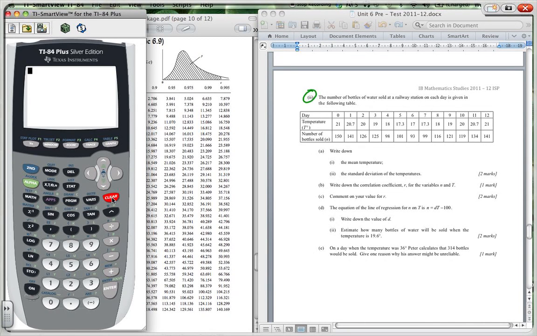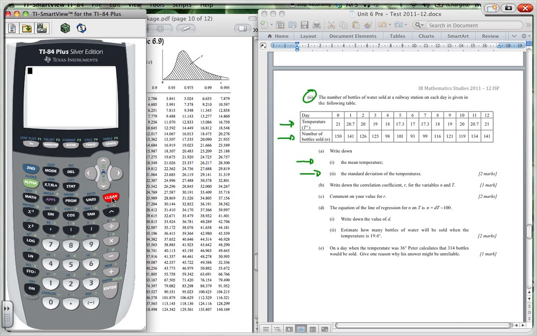Question 8, number 2. The number of bottles of water sold at a railway station on each day is given in the following table. We have the temperature against the number of bottles of water. And we have to find out certain things. The first thing we need to do is find the mean temperature and the standard deviation of the temperature.